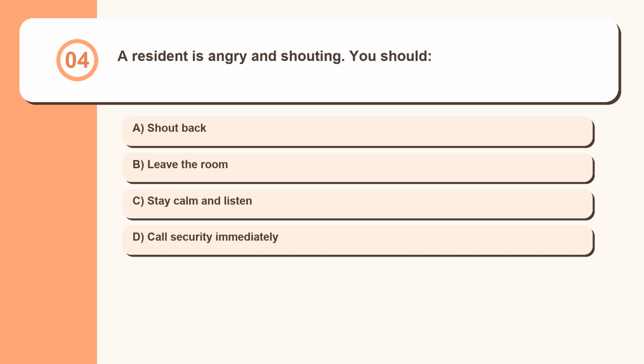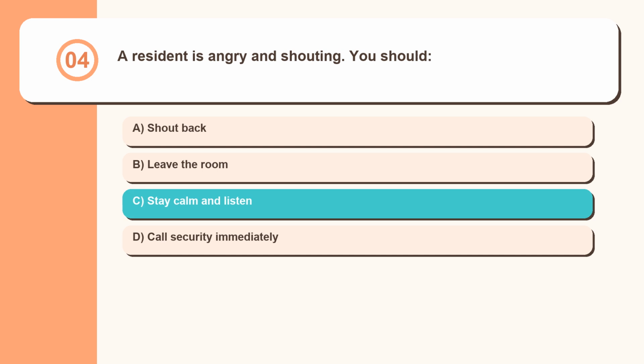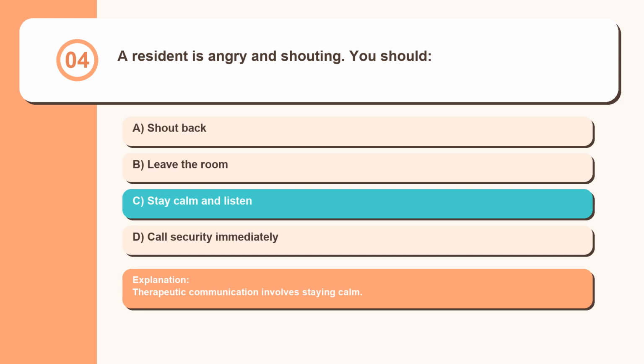Question 4. A resident is angry and shouting. You should shout back. Leave the room. Stay calm and listen. Call security immediately. Therapeutic communication involves staying calm.